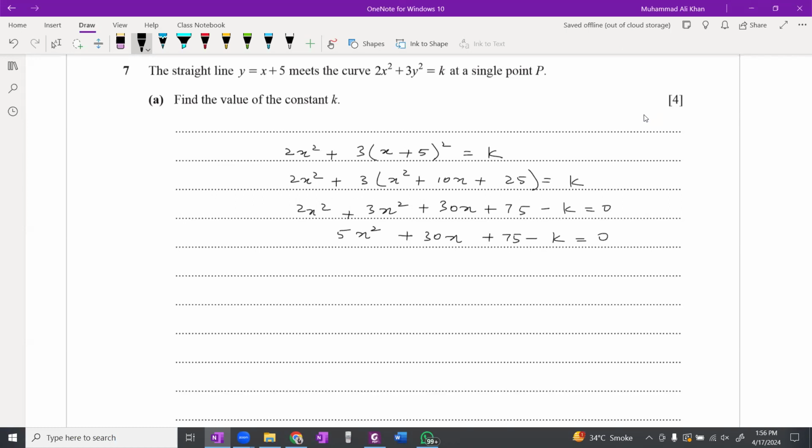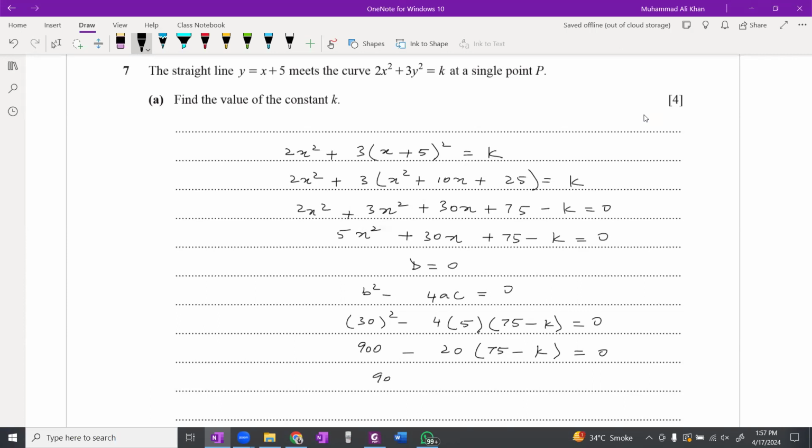Now apply discriminant equals 0. b squared minus 4ac equals 0. What is b? 30, minus 4. What is a? 5. What is c? 75 minus k, equals 0. So here it is 900 minus 20 times (75 minus k) equals 0.